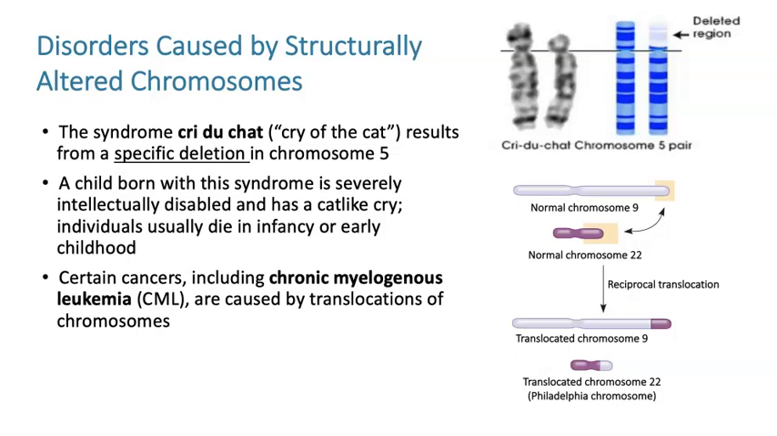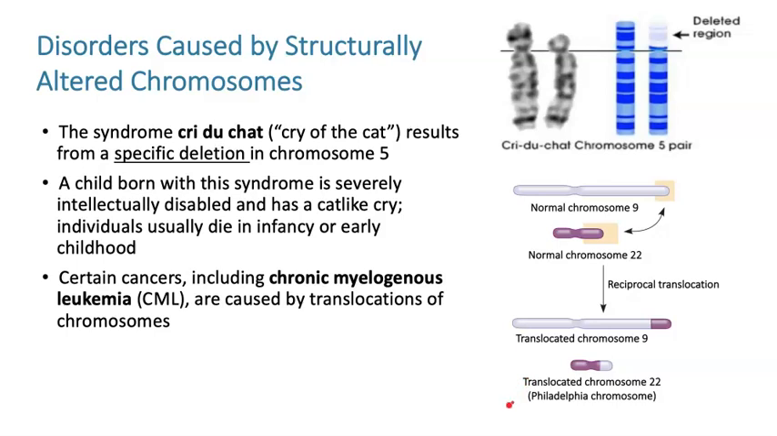Also, and this is the very last thing that we'll talk about, there are certain cancers that are caused by translocations. In this case, we're going to talk about chronic myelogenous leukemia, or CML. And this is caused by a translocation. It's a reciprocal translocation where chromosome 9 and chromosome 22 trade little bits of information. And so, again, you'd think that that would be okay because the information is there, but it does end up having this form of leukemia.